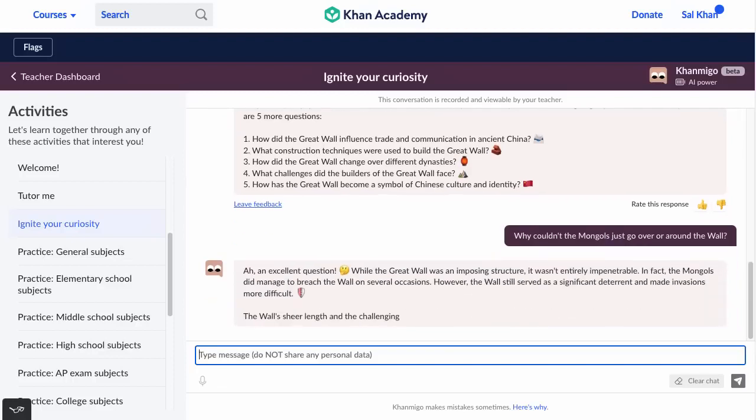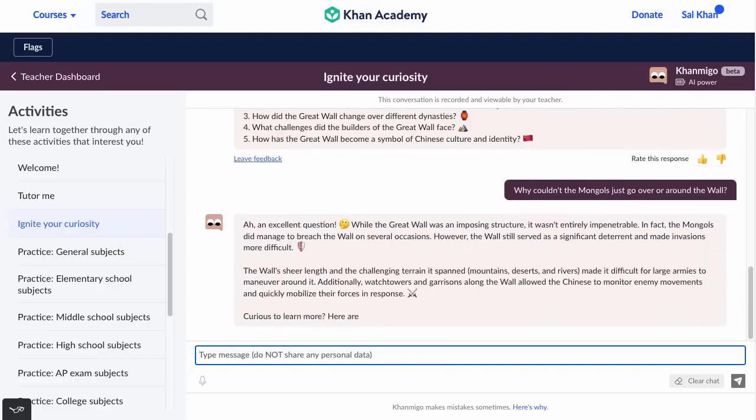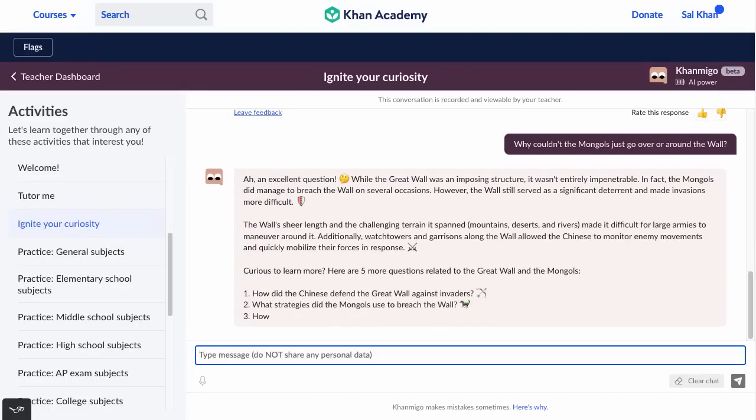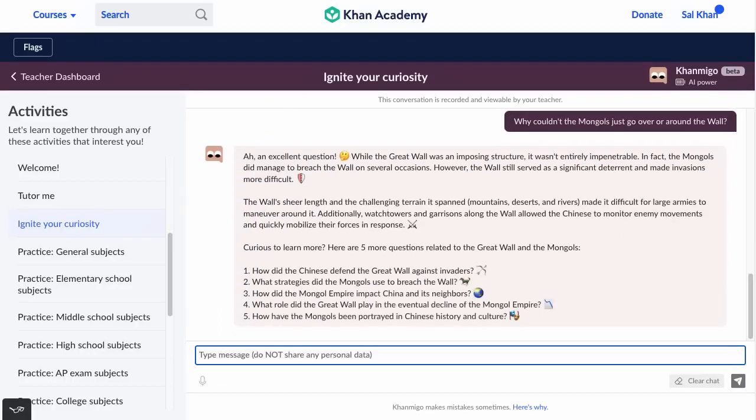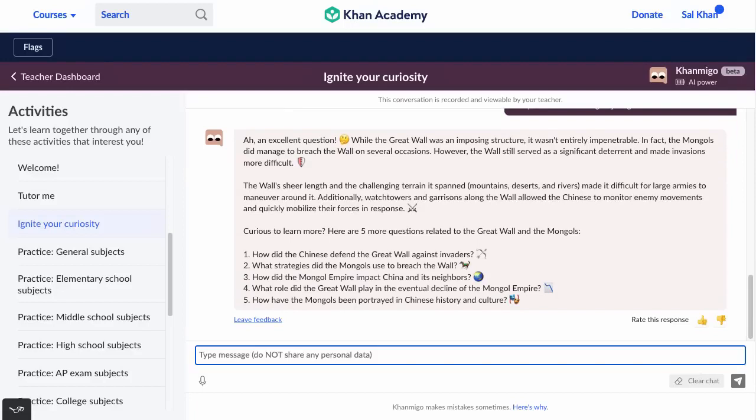Excellent question. While the Great Wall was an imposing structure, it wasn't entirely impenetrable. In fact, the Mongols did manage to breach the wall on several occasions. However, the wall still served as a significant deterrent and made invasions more difficult. So this is just a fun way to really dive deep. And I've got to say again, I love the emojis.